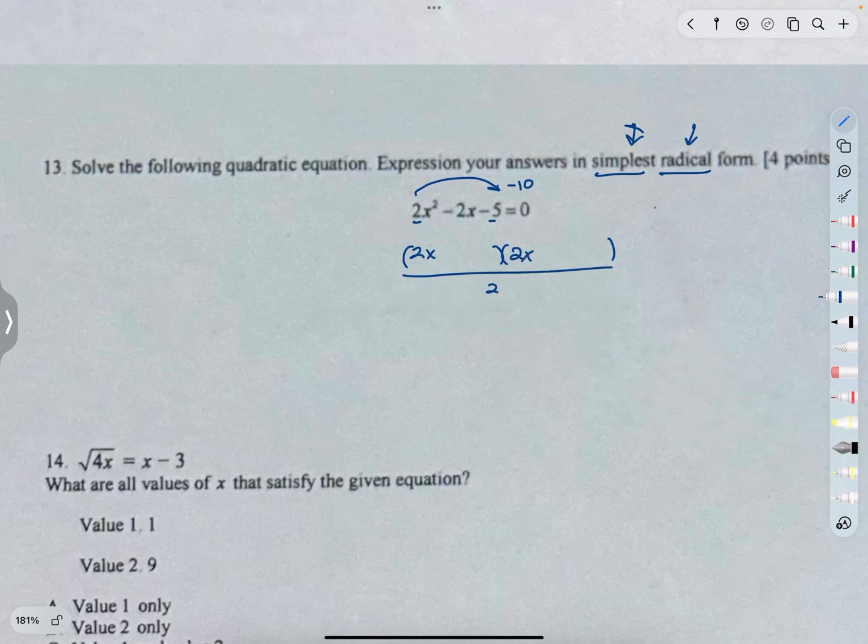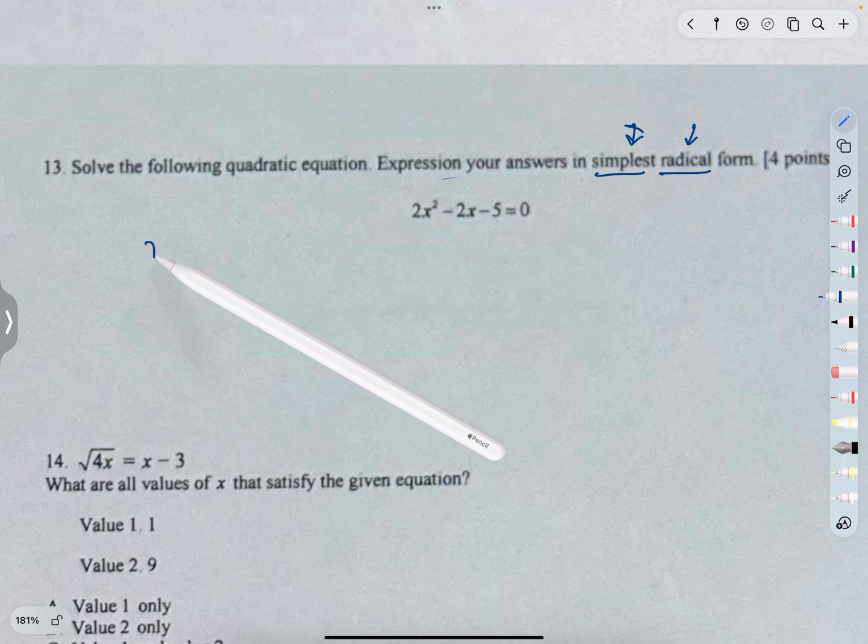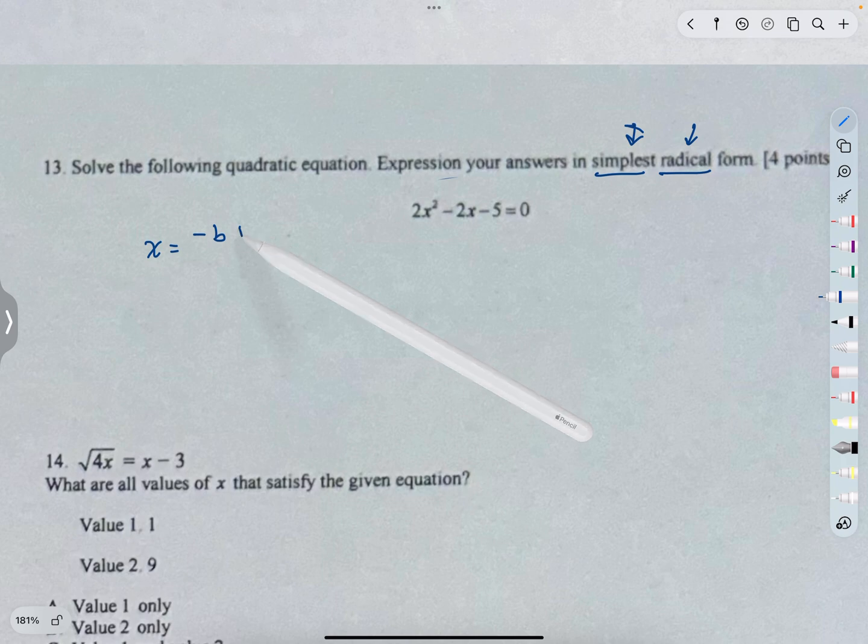Numbers that multiply to 10. As soon as I start to list them, it's 1 and 10 and 2 and 5. None of those can add up to a 2 in the middle. And that means it is not factorable. I just stop trying to factor it and go to plan B. Plan B for quadratics is generally the same thing for everybody. Usually we just use the quadratic formula.